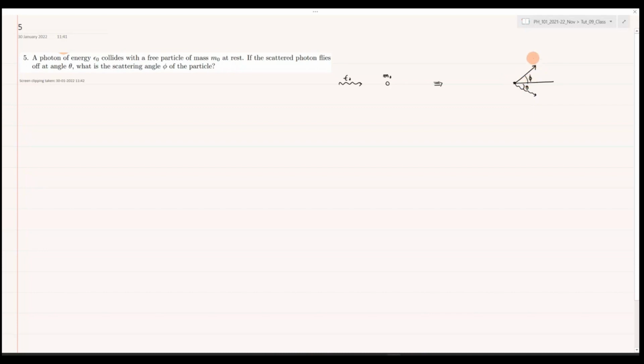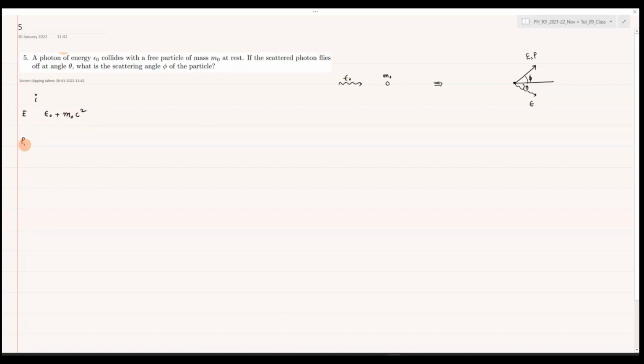Suppose we assume that the final energy and momentum of the particle is E comma P, and the final energy of the photon is epsilon. This is what we assume. Now let us write the initial energy. What is the initial energy of the system? Epsilon naught plus m naught c square. The initial energy is the photon energy plus m naught c square.